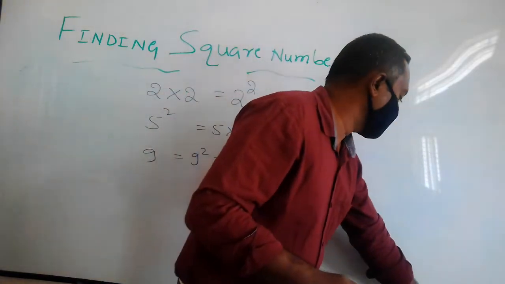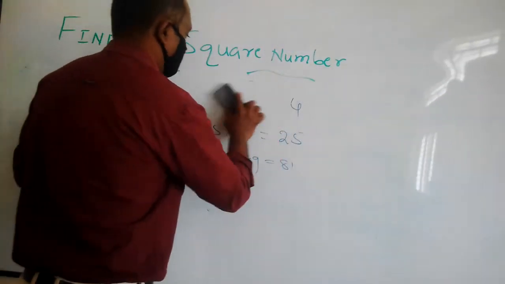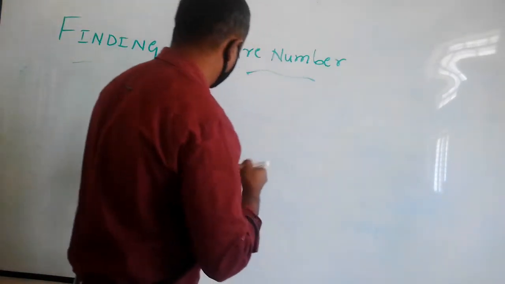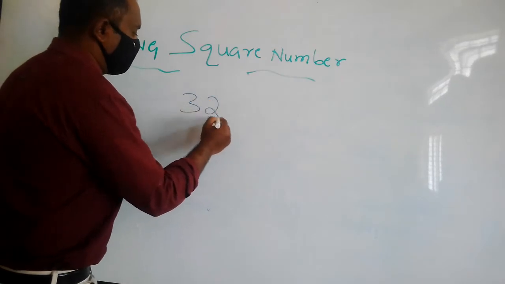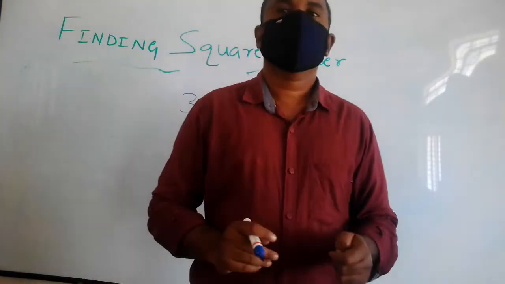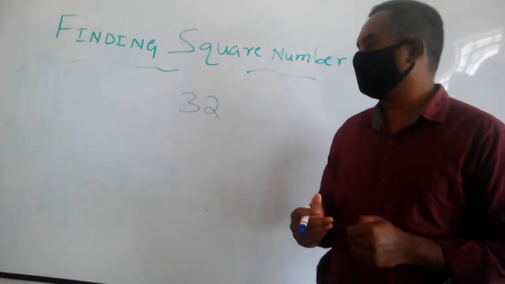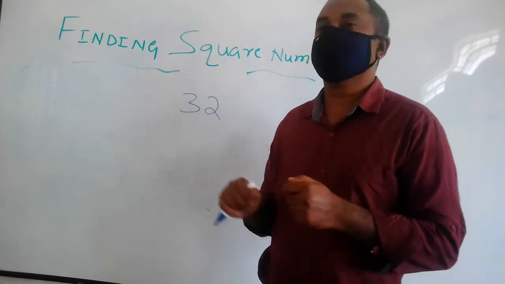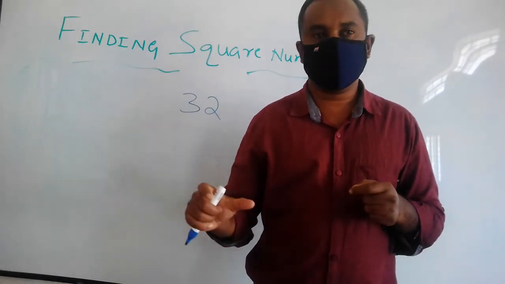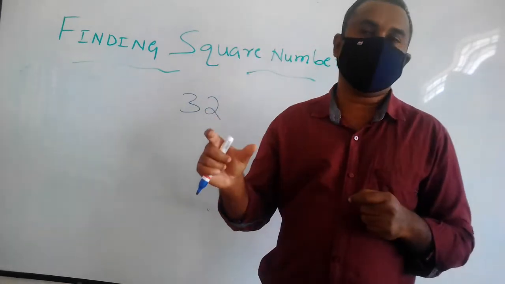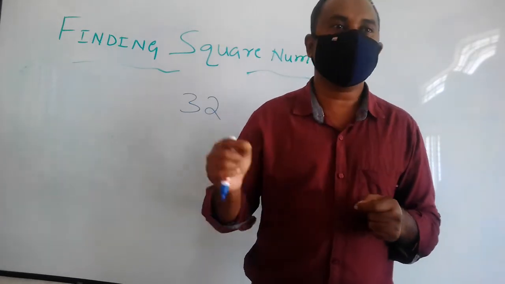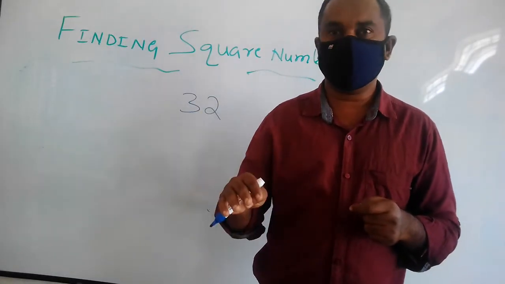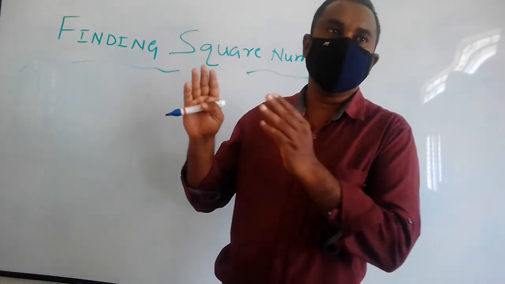If I give a 2 digit or 3 digit number, then it's very difficult to find the square. For example, 32. Do you know the square of 32? We can't say it easily. It takes so much time. Multiplying 32 into 32 will take nearly 4 to 5 minutes to find, and sometimes you get a wrong answer in multiplication. If you are perfect in multiplication, then it will be easy.